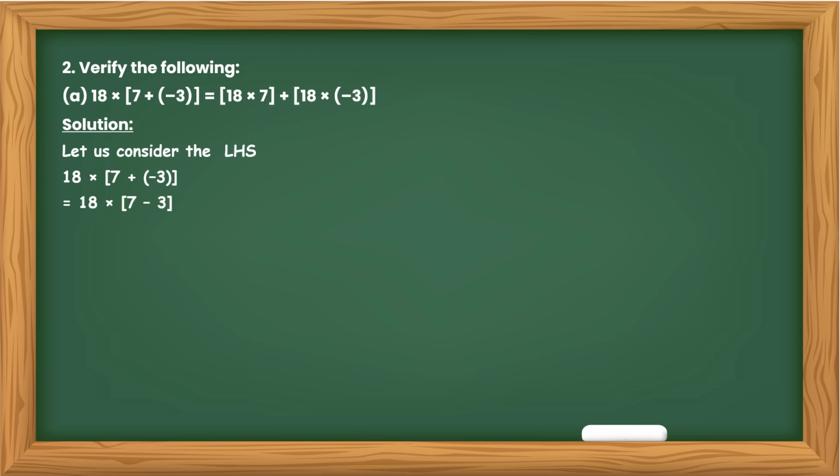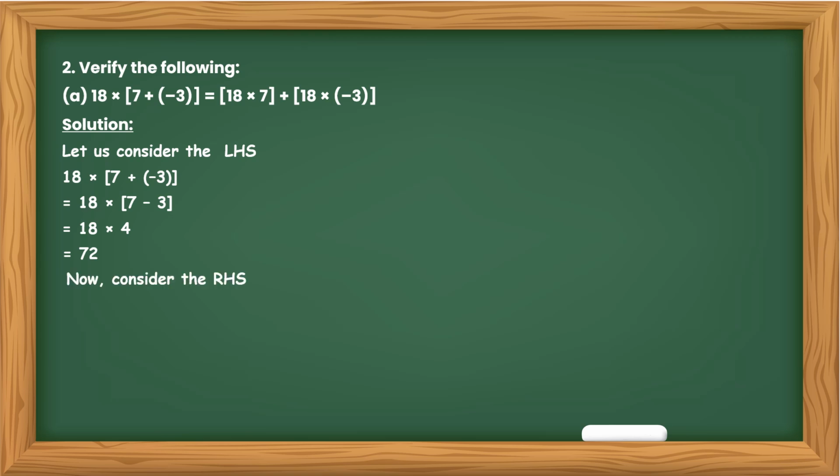First we'll have to solve whatever is there in the brackets. Here you have plus of minus 3. So plus into minus is minus. So it is 7 minus 3. Now 7 minus 3 is 4. So you have 18 into 4. 18 fours are 72.